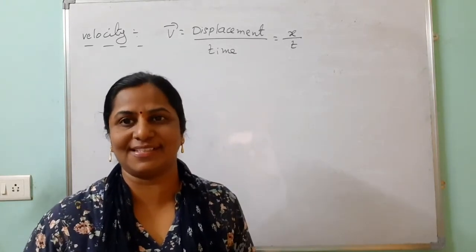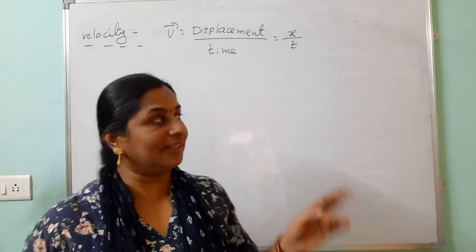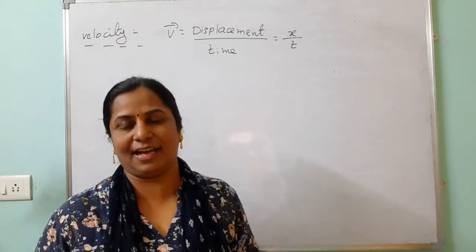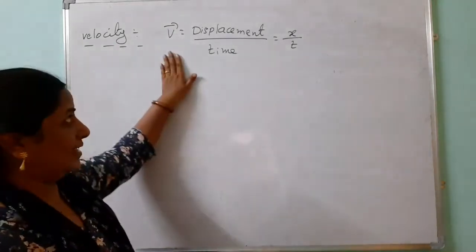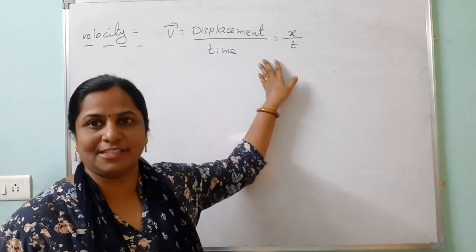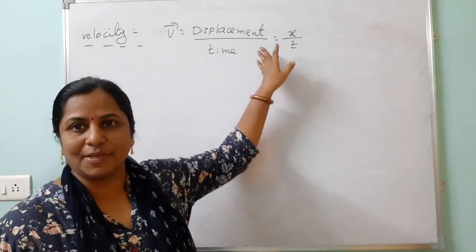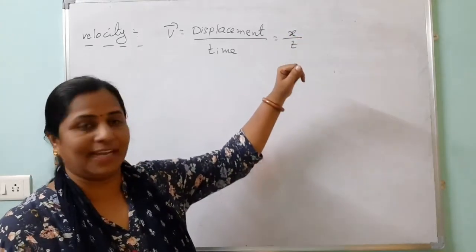Now we are going to discuss Day-6 class, motion in a straight line, starting from velocity. Before velocity, I completed Day-5 class. What is velocity? The general formula for velocity: we calculate the displacement with respect to time. Displacement divided by time is called velocity. So displacement is x and time is t.